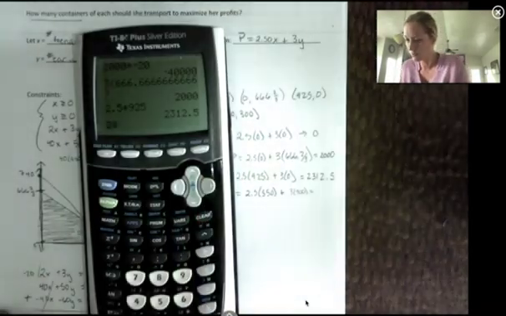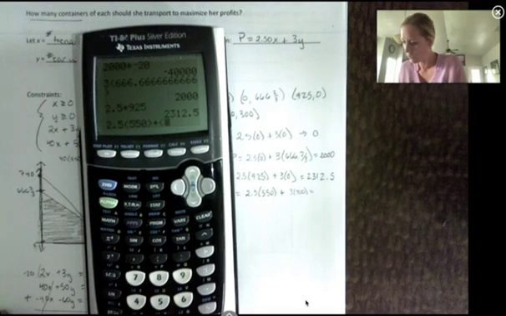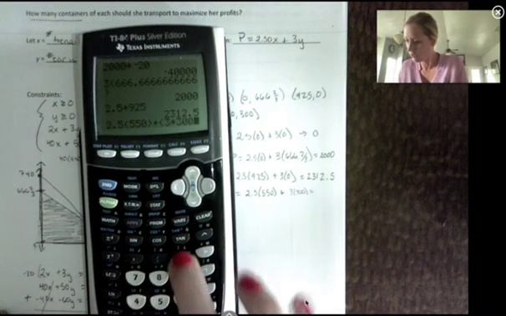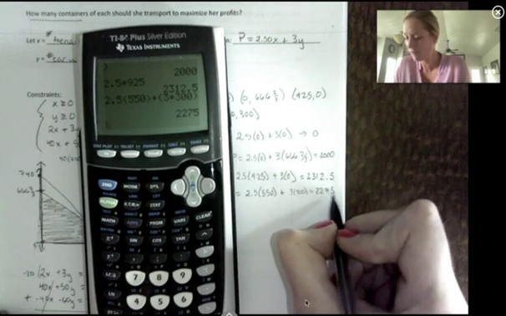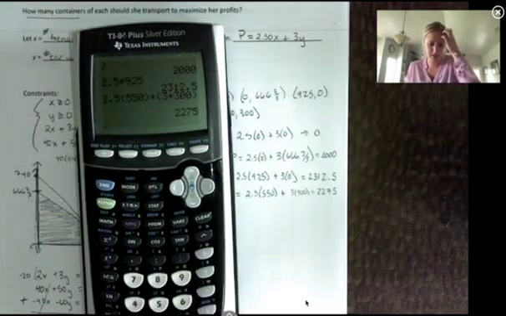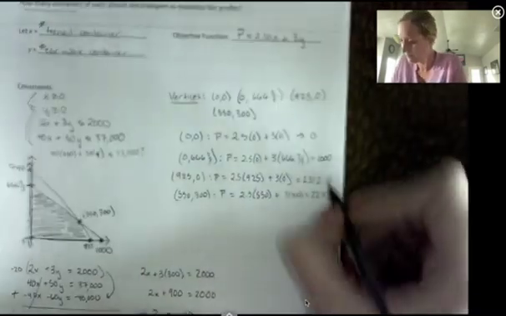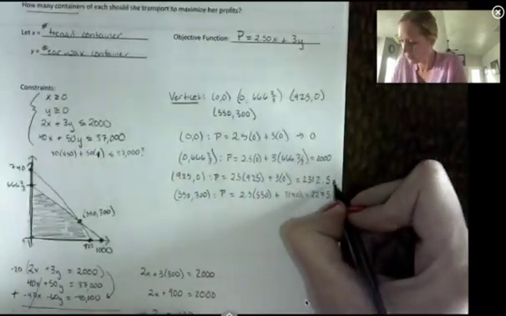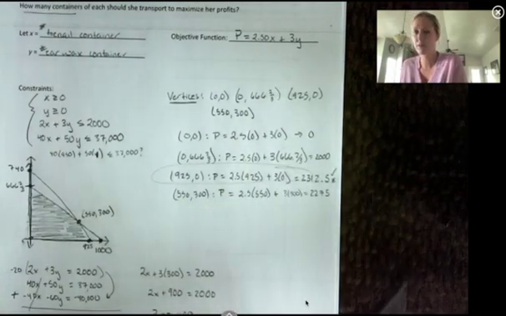Okay, so we got 2.5 times 550 plus 3 times 300. So we get 275. Okay, so the maximum here is this one. Sorry, I should put a check mark. That looks more official. So this was the maximum amount.